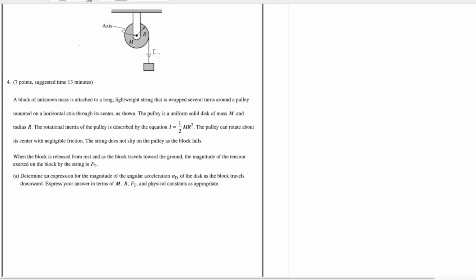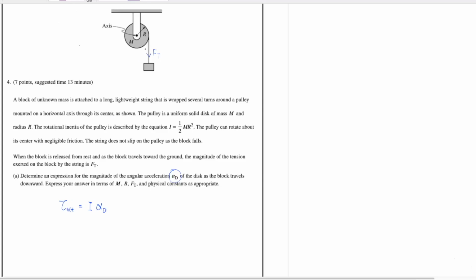We want to find the magnitude of angular acceleration of the disk. So angular acceleration is determined by what? Determined by the torque, right? By Newton's law for rotation, we have net torque equals I times angular acceleration. I is already given here, and we need to find net torque.